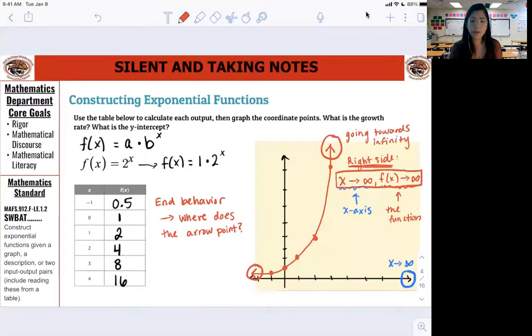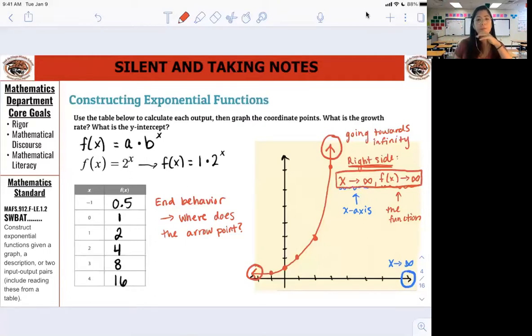On this side of the graph, where is that arrow pointing? What is happening? To the left. So it's pointing to the left, right? But let's think about things in terms of up and down. Because on the right side, it's pointing straight up, right? It's like going up towards infinity.